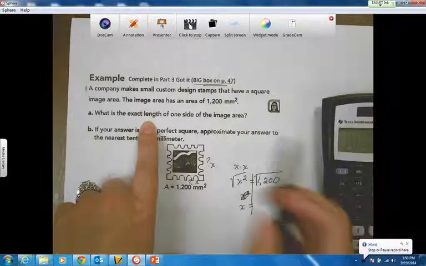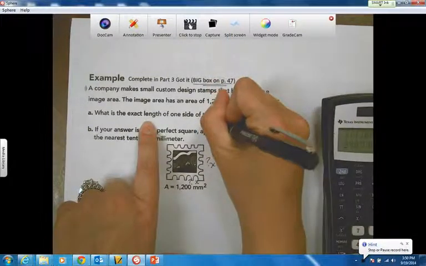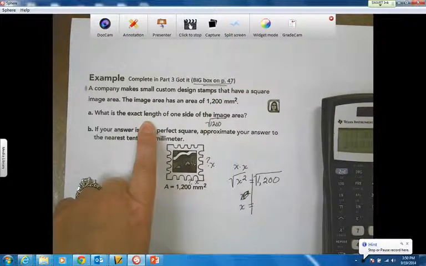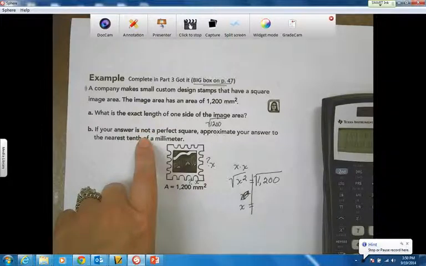Okay, and remember that that's the exact length because the square root of 1,200 is going to be an irrational number. So there's no way that I can give the exact length as a decimal because the number is going to go on forever, like pi. Okay, so I could put the square root of 1,200. Now, it says, if your answer is not a perfect square, which that's us, approximate your answer to the nearest tenth of a millimeter. So here's that tenth again.